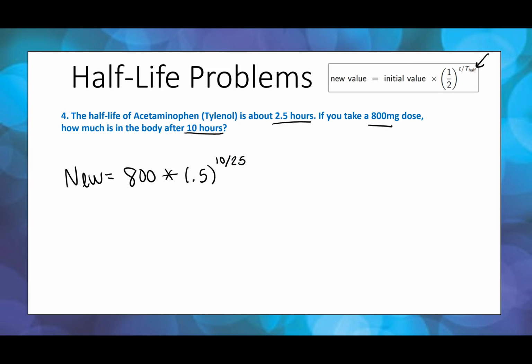So again, try this in your calculator. Make sure you're getting the same thing as me. I recommend putting parentheses around that 10 divided by 2.5, and I get 606.3 milligrams of Tylenol.